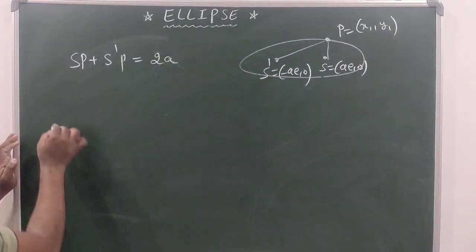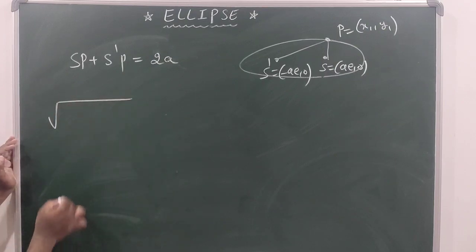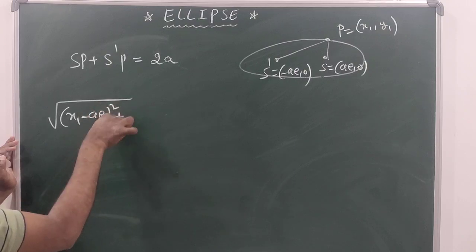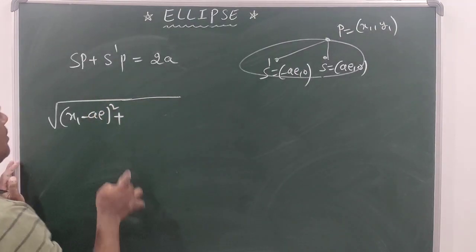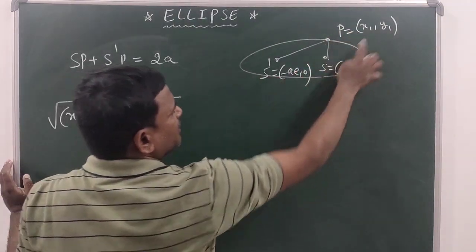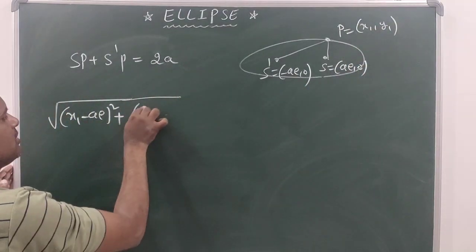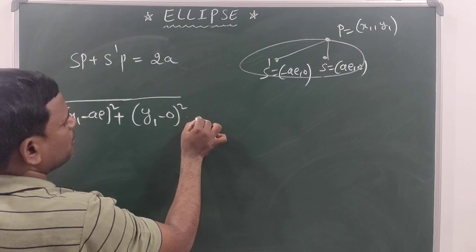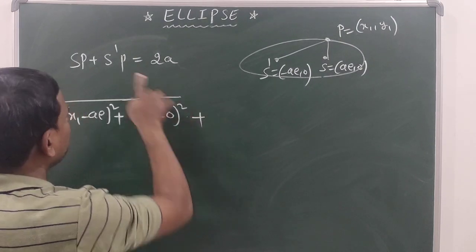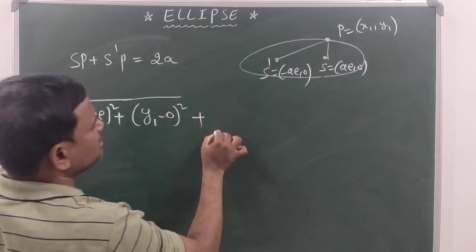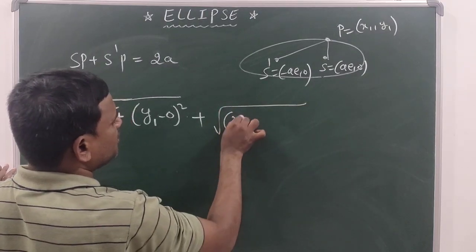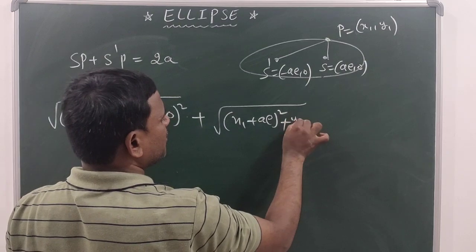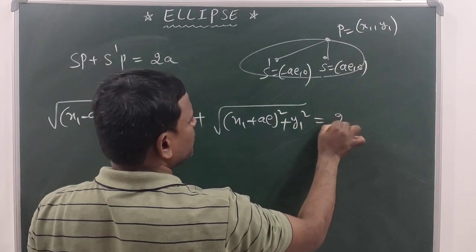Okay, SP. The distance from S to P, how much? Square root of (x1 minus AE) whole square, the difference of x coordinates, plus the difference of y coordinates, (y1 minus 0) whole square. Plus S dash P. How much is this? Square root of (x1 plus AE) whole square plus y1 square, which is equal to 2A.